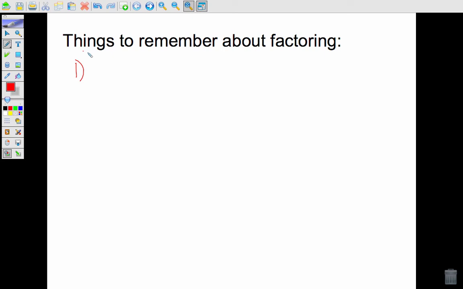So let's start with the number one thing to remember about factoring, and that is you always look to take something out. Meaning you have to look to see if everything has something in common, and if it does, then you take it out. What do I mean? Like a 6x plus 3. Since these both have a 3 in common, you can take a 3 out and you're left with an x plus 2. So that's always number one.